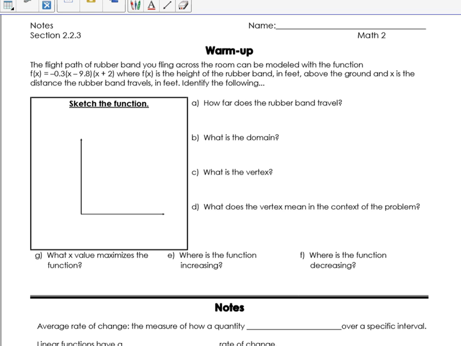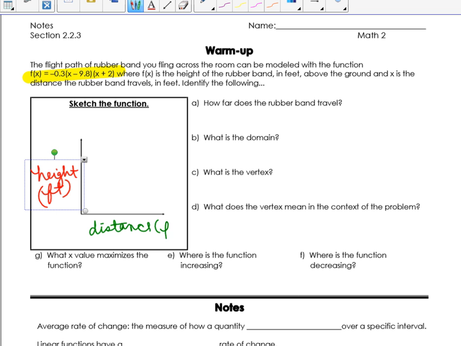Okay, so if you look at this problem, it says the flight of the rubber band you fling across the room can be modeled by the function. If you look at that function right off the bat, you should be saying to yourself, okay, that right there is intercept form. So the very first thing that I know about it is the x-intercepts. It says f of x is the height of the rubber band in feet. So this is your height in feet. And then it says that the x is the distance that it travels in feet.